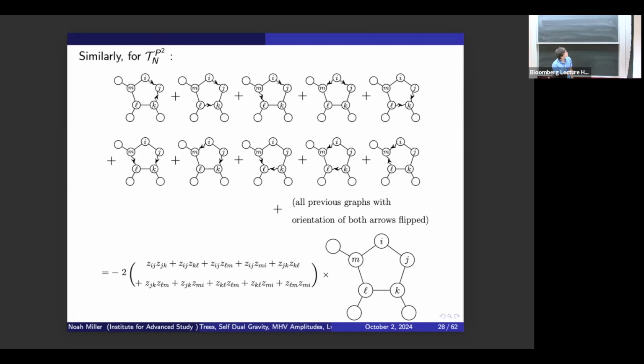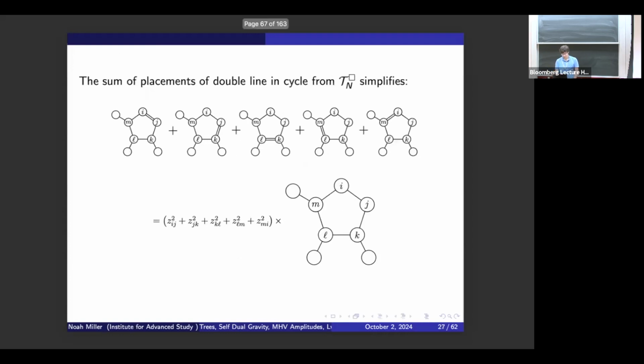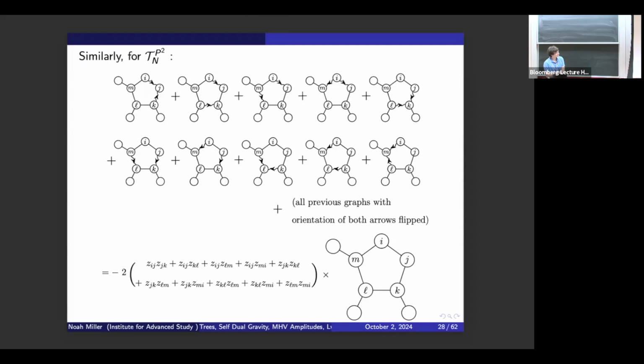we have two wiggly lines in the cycle. So you have to sum over all placements of the two wiggly lines. And if you do that, what you get is a sum over all distinct pairs of edges in this cycle. So here we have the graph without the wiggly lines, this sum over pairs. And then our proof will be done if we can show that this graph equals this graph. So it's just this factor that we have to show is the same.